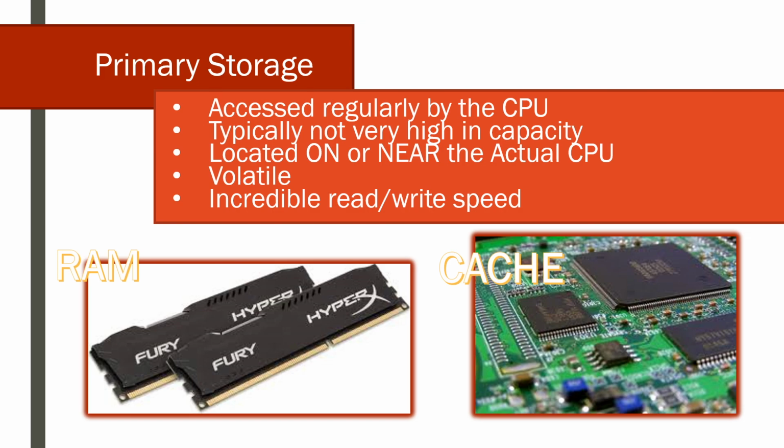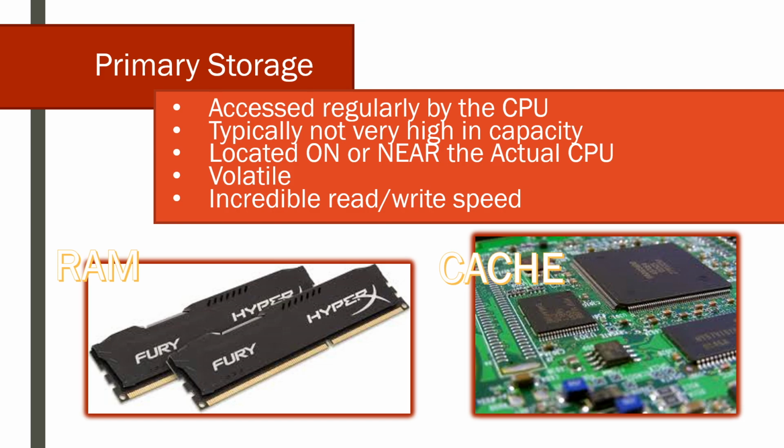Both of these are volatile, meaning the information you save there is erased if the power were to go or you were to turn the computer off. Anything in RAM or cache, if you turn the power off, is lost. That's what we mean by volatile. Both of these have incredible read and write speeds. We're talking billions of instructions read and written a second.